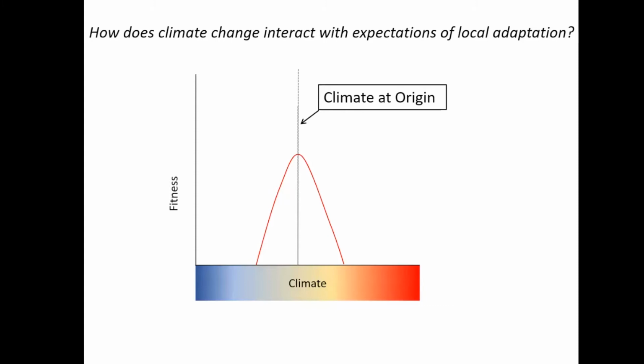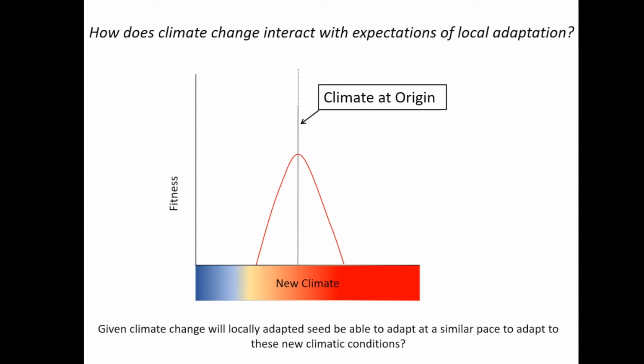And additionally, we also know that climates are changing. So how will these changing environments affect our expectations of local adaptation, especially when we often use historical references to guide restoration? So in this figure, we have an original climate at a known location where we're going to do restoration. Now climate has shifted to the right, and we may not know how that's going to affect local adaptation, especially if we only collect local seed.